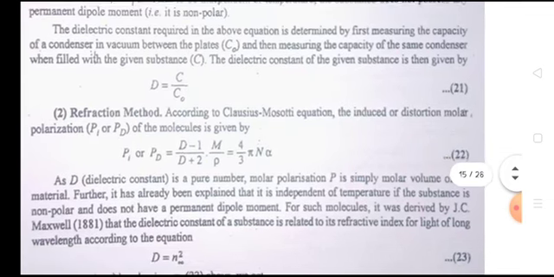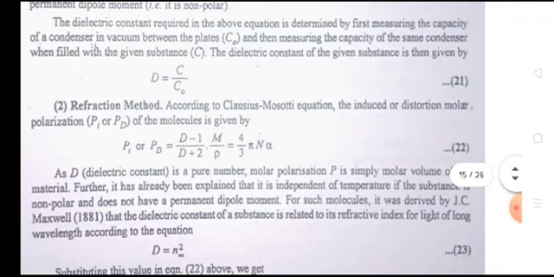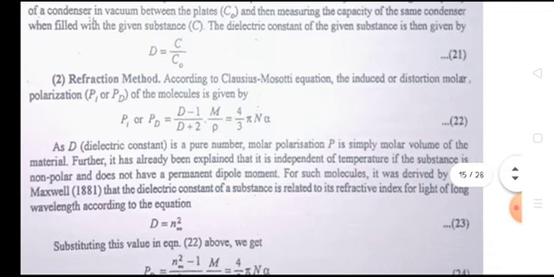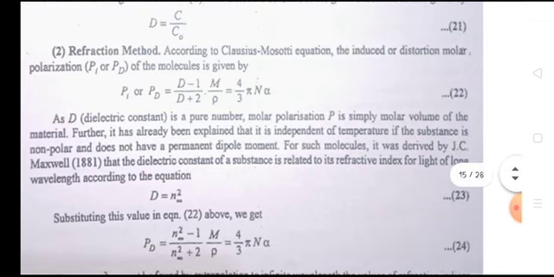On the other hand, if Pt is found to be independent of temperature, the substance does not possess any permanent dipole moment. The dielectric constant required in the above equation is determined by first measuring the capacity of a condenser in a vacuum between the plates, then measuring the capacity of the same condenser when filled with the given substance. The dielectric constant of the given substance is D equals C upon C naught.